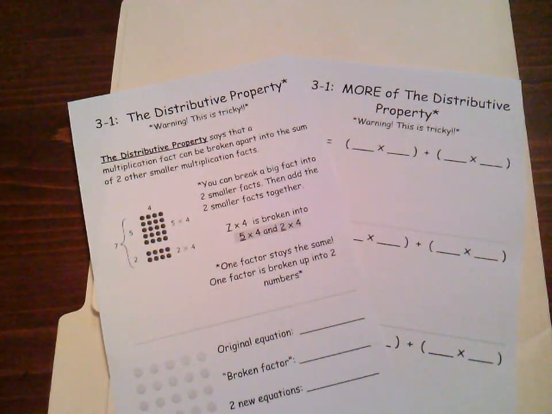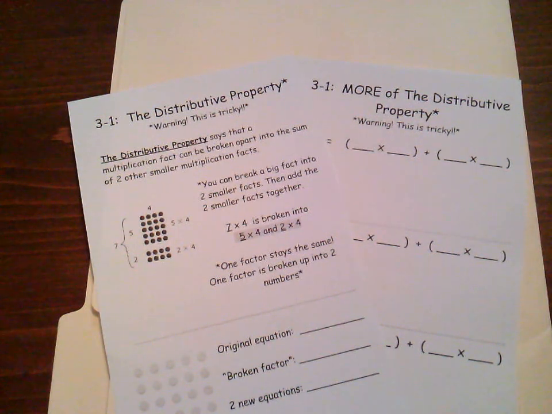Hi everybody, welcome back. We just finished topic 3-4, 6 as a factor and also 7 as a factor. And we're going to move on to 3-1 now. So please make sure you're on the right topic when you go back to your workbook.